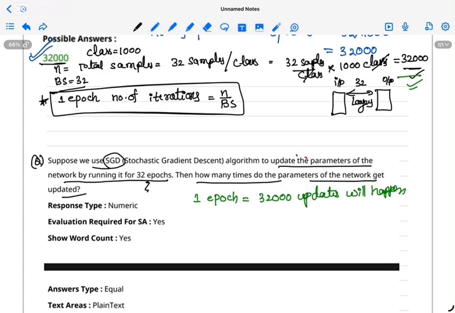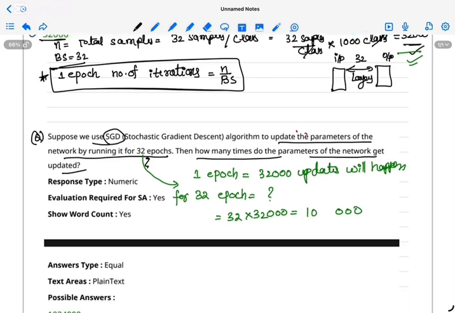So in stochastic gradient descent there are 32 epochs. For 32 epochs, how many updates? That is 32 times 32000, that is 1024000 updates.